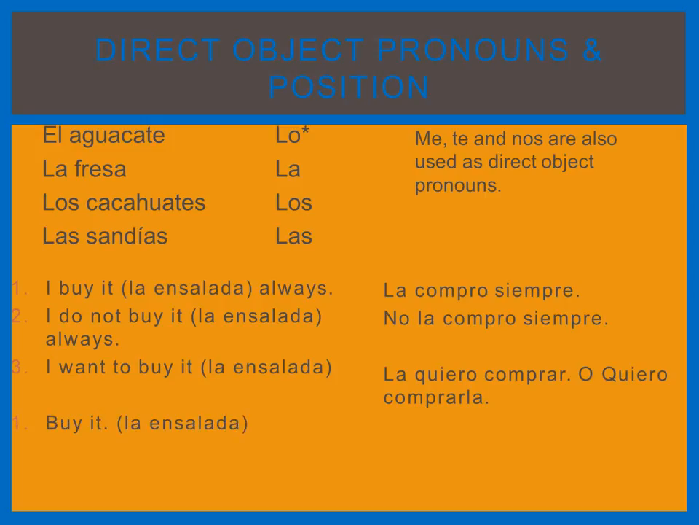Buy it. With commands, it can be a little tricky because it's different from affirmative and negative commands. With an affirmative command, it is attached to the end of the command. You need to count 3 syllables from the back of the word, and an accent mark goes on the strong vowel of the 3rd syllable from the end. Cómprala.